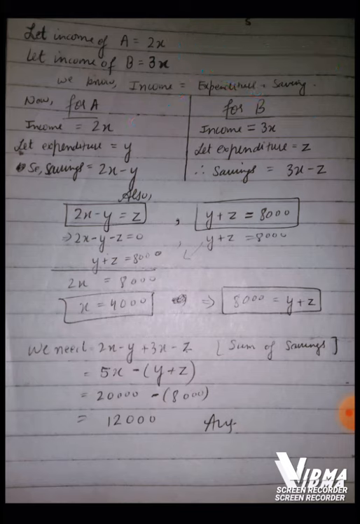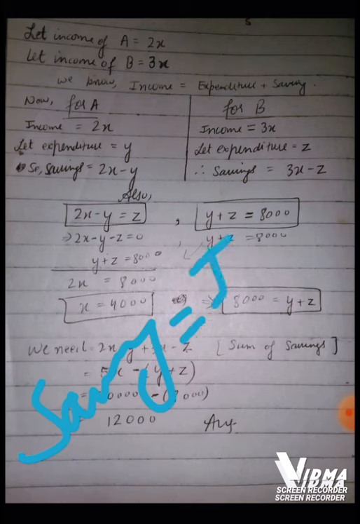Next, I'm assuming expenditure of A to be Y, right? I'm assuming expenditure of A to be Y. Next, I'm assuming parallelly expenditure of B to be Z, right? Next, we know that income is equal to expenditure plus savings. This implies that we can also say that savings equal to income minus expenditure. So that is what I have used here.